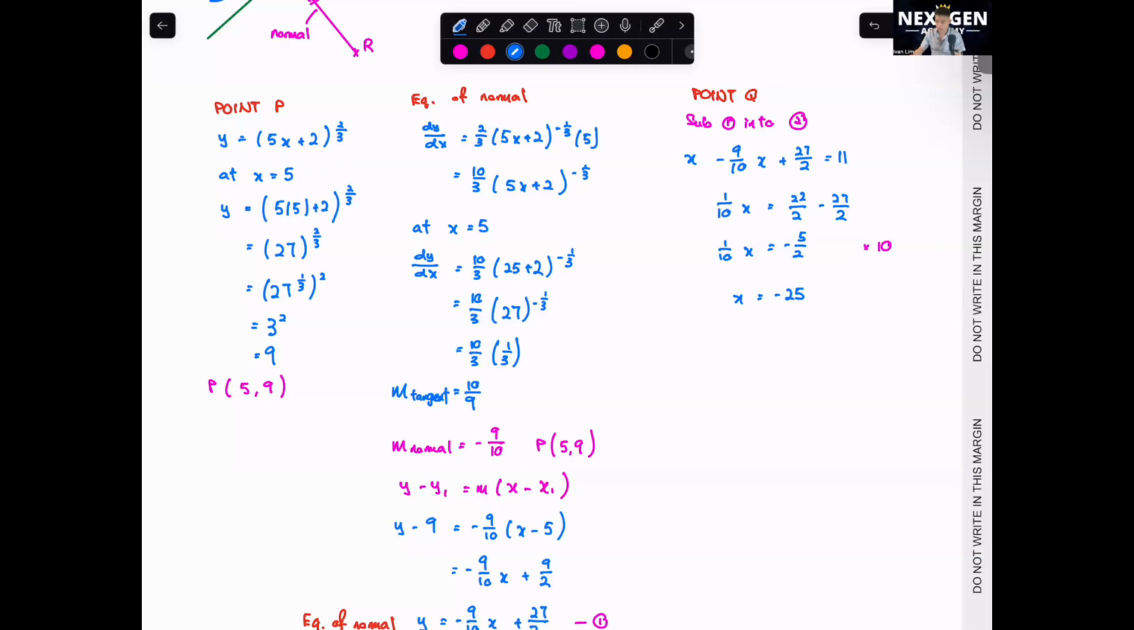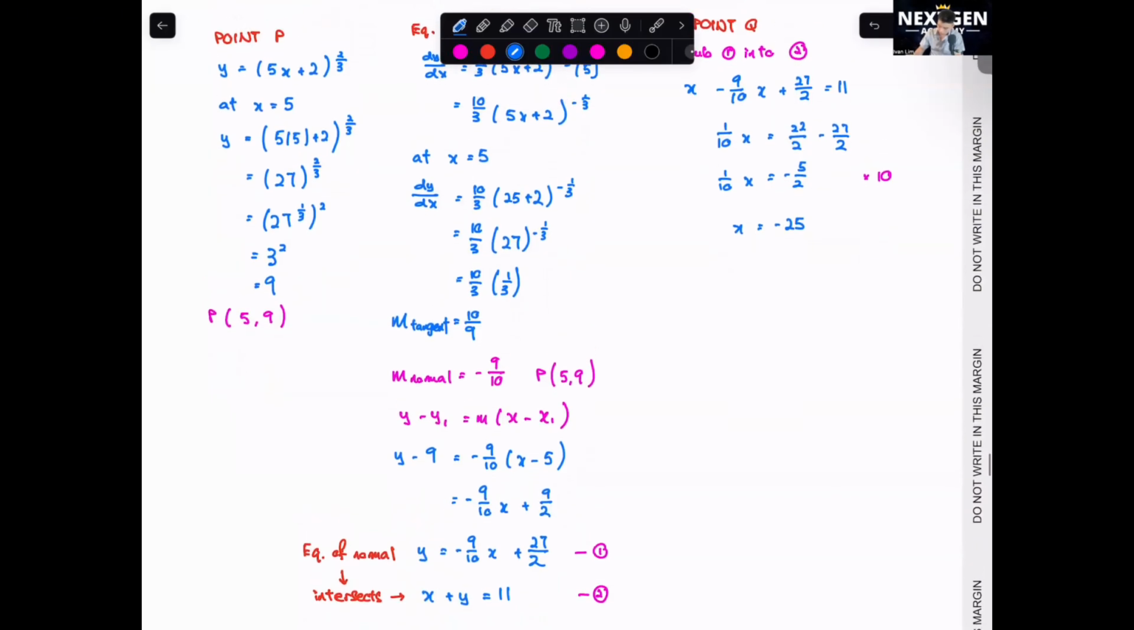So lots and lots of mental calculation here. After we get x equals minus 25, we're going to substitute into one of the equations. So sub x into equation 2. So minus 25 plus y equals 11. Y is 11 plus 25, which is 36. So we have here Q equals minus 25, 36.